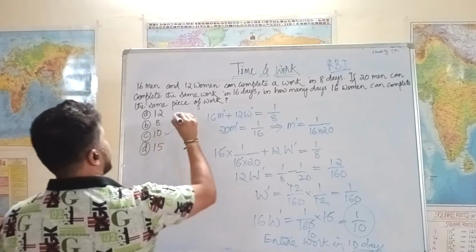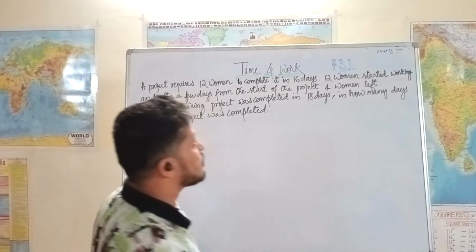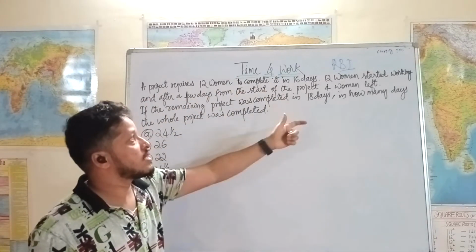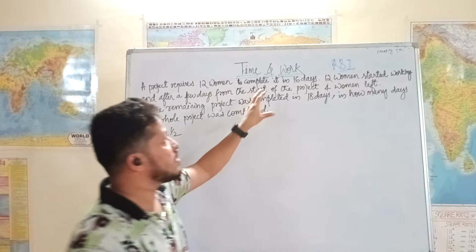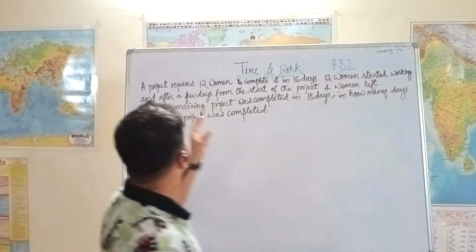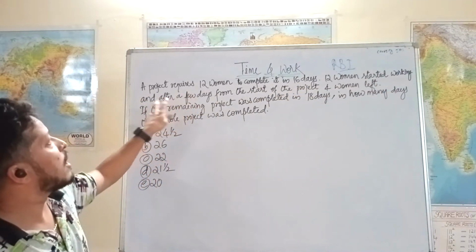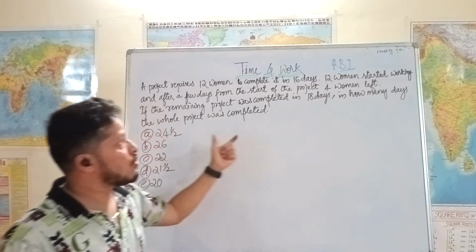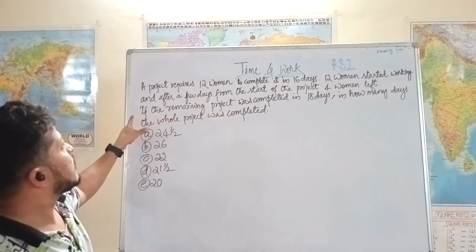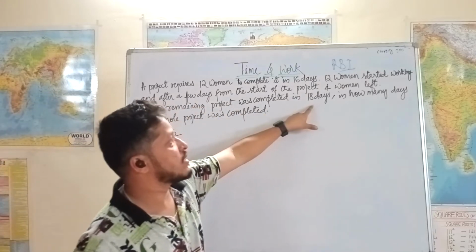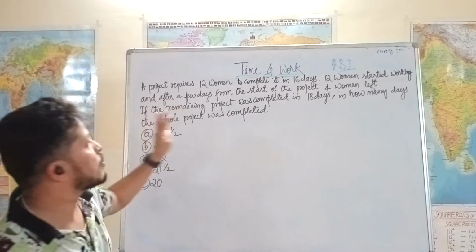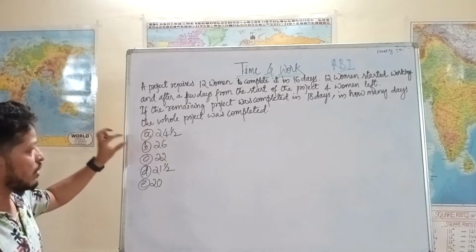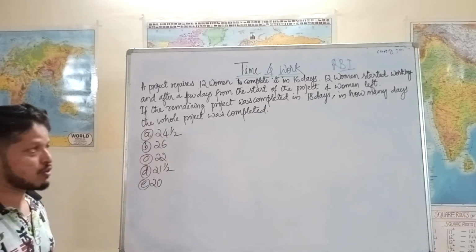Right? This is okay. Here is another RBA, previous year RBA question. A project requires 12 women to complete it in 16 days. That means 12 women can complete it in 16 days. 12 women started working, but after a few days, we don't know how many, 4 women left the job. The remaining work was completed in 18 days. So in how many days was the total project completed is the question. We have options: 24 and a half, 26, 22, 21 and a half, and 25.